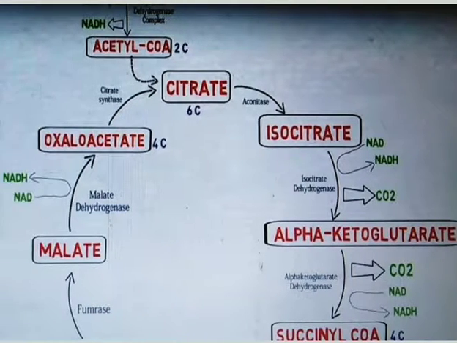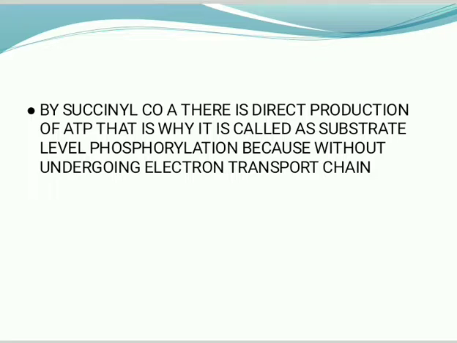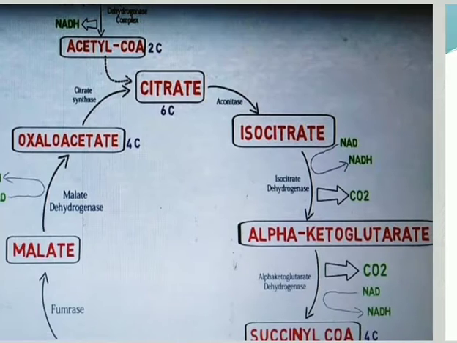Now we will see that by succinyl CoA there is a direct production of ATP. That is why it is called substrate level phosphorylation, because it occurs without undergoing the electron transport chain.